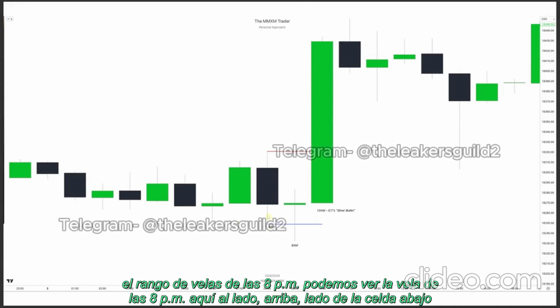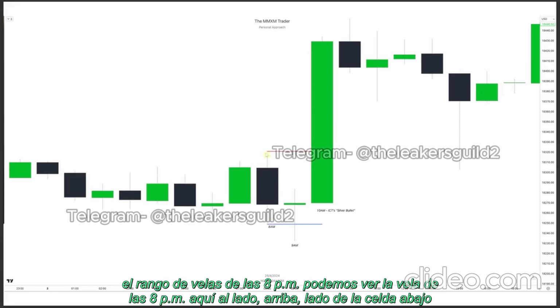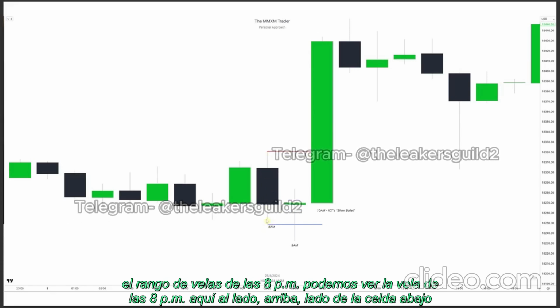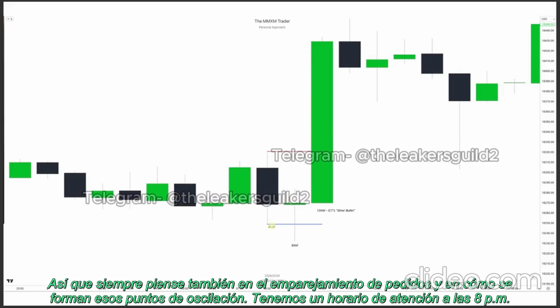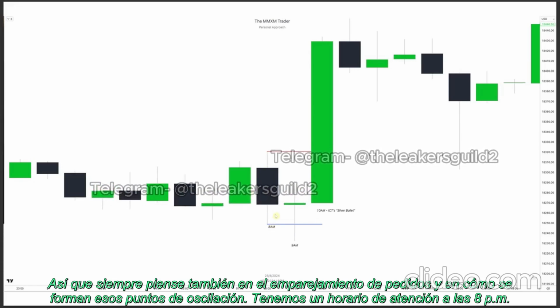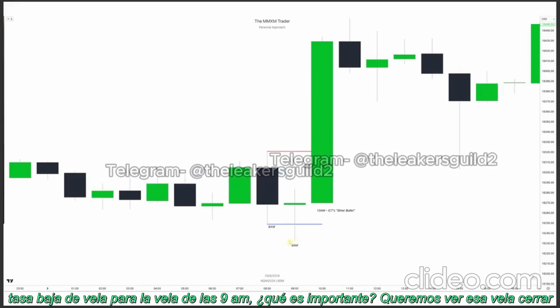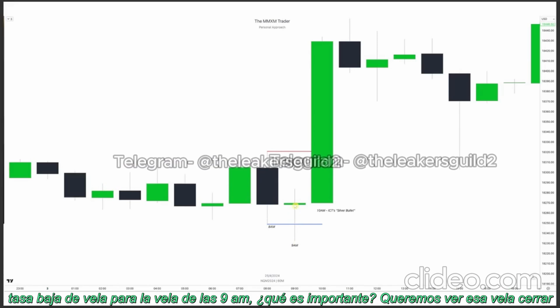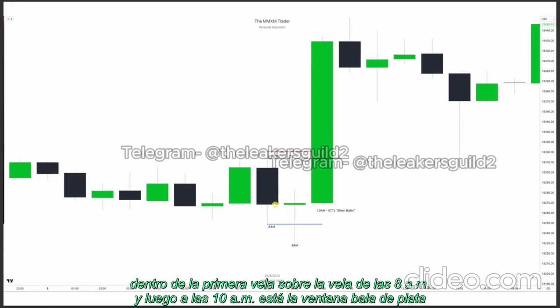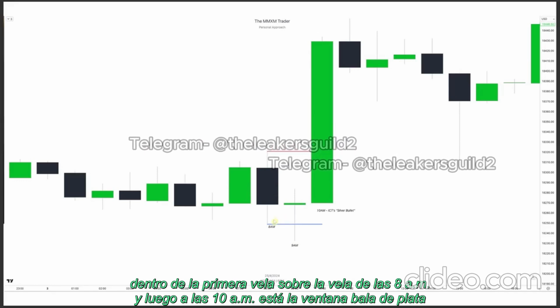We can see the 8 a.m. candle over here, buy side above it, sell side below it. So always think about order pairing as well and how those swing points form. We've got an 8 a.m. candle low raided by the 9 a.m. candle. And what is important, right? We want to see that candle close inside of the first candle over here, the 8 a.m. candle.